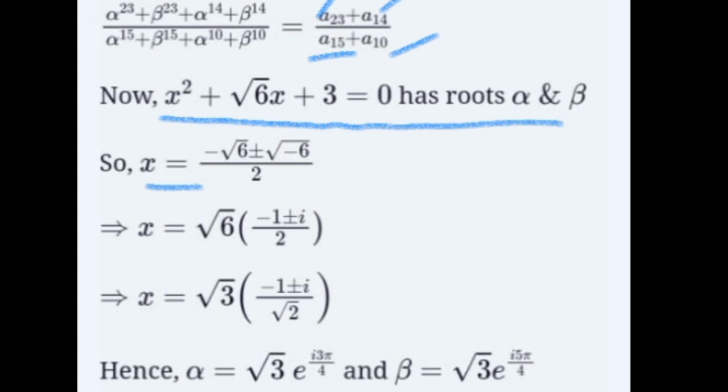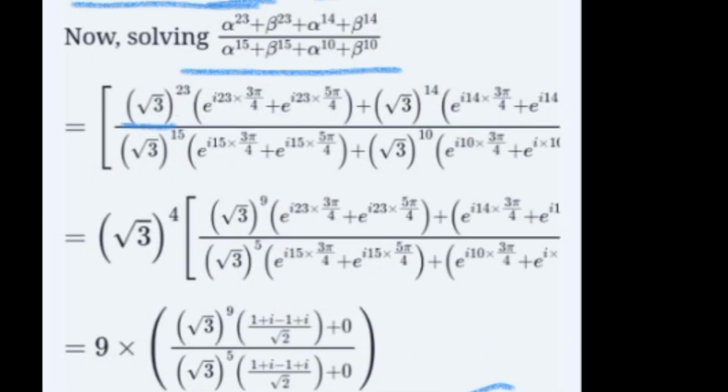Now x is equal to minus b plus or minus root of b square minus 4ac by 2a, which means minus root 6 plus or minus root minus 6 by 2. Now here x is equal to root 6 common, so minus 1 plus or minus i root 2 by 2. So there are two roots. Now x is equal to root 3 times minus 1 plus or minus i root 3 by 2. So one root alpha, in polar form, is alpha equal to root 3 e power i 3 pi by 4, and beta is equal to root 3 e power i 5 pi by 4.